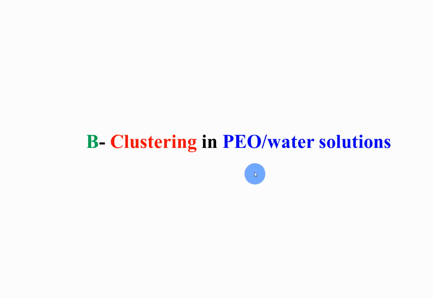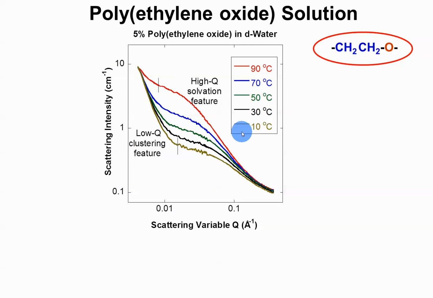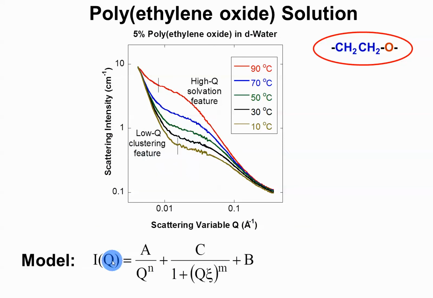Okay, clustering in PEO water solutions. There you go, the second topic. This is polyethylene oxide. This is ethylene. This is oxygen. So here we see the case of 5% PEO in deuterated water. We see a low Q component and a high Q component. Fit to a simple model. The high Q component is just like Lorentzian behavior with a variable Porod exponent, and there is a solvation intensity here. And we say something about the low Q clustering as well.